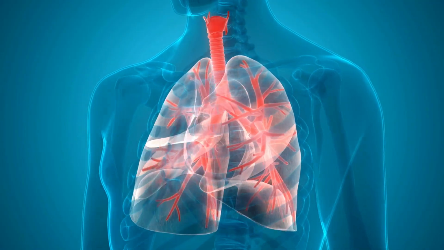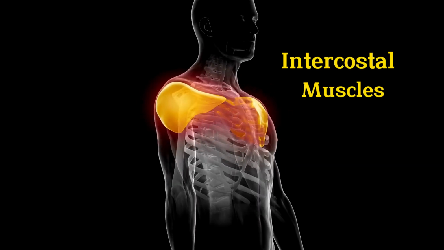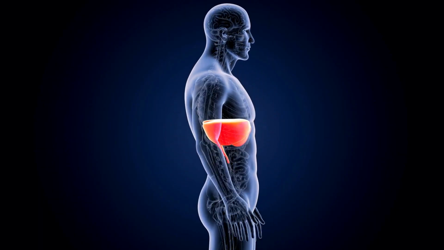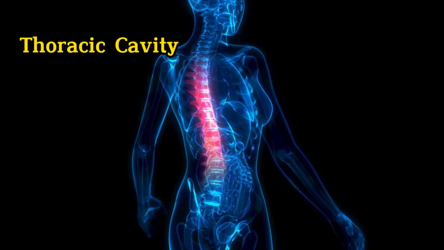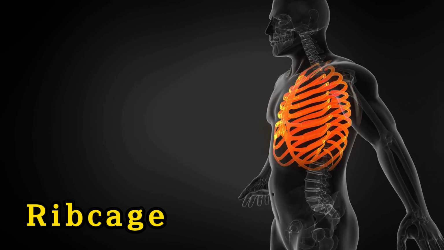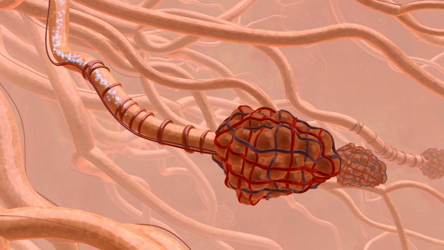To understand how our lungs operate, we must delve into the breathing process, consisting of two phases: inhalation and exhalation, driven by the diaphragm and intercostal muscles. During inhalation, the diaphragm contracts and moves down, enlarging the thoracic cavity, while the intercostal muscles raise the ribcage, increasing the cavity's volume. This expansion reduces air pressure in the lungs, drawing oxygen into the alveoli.